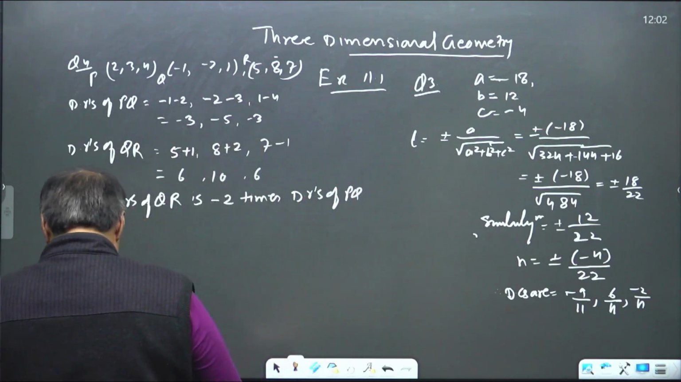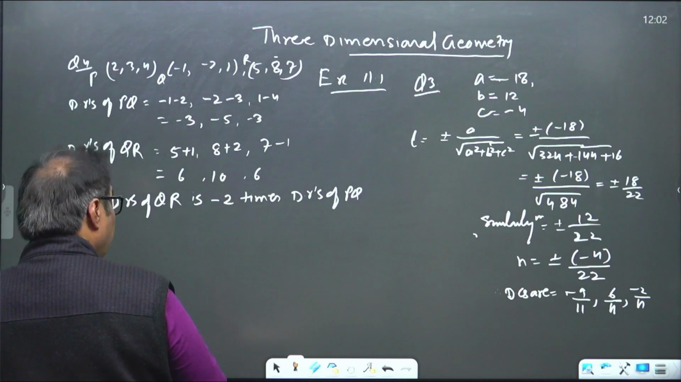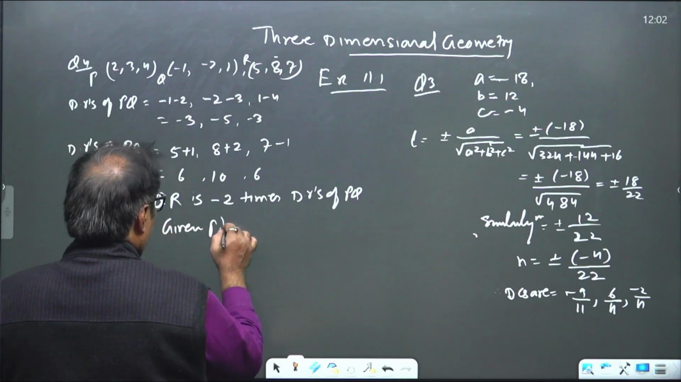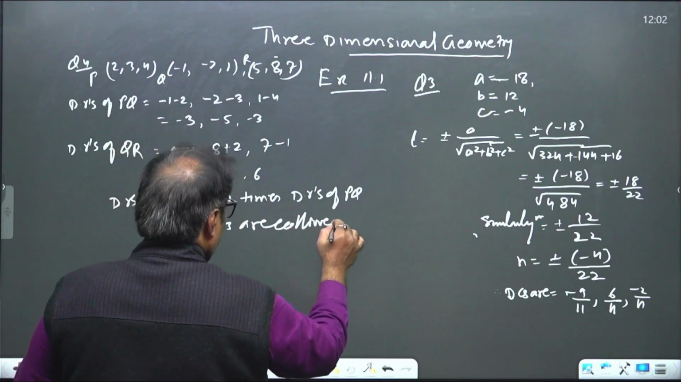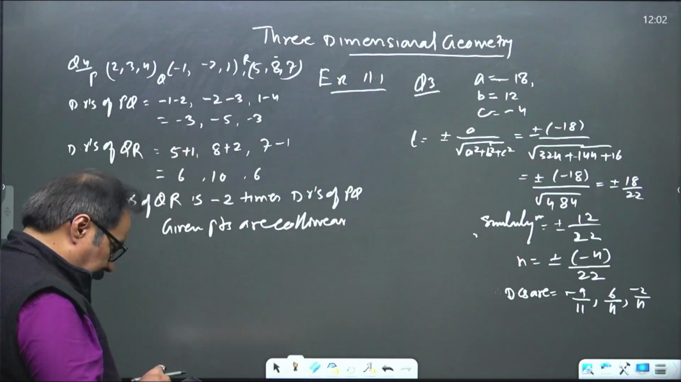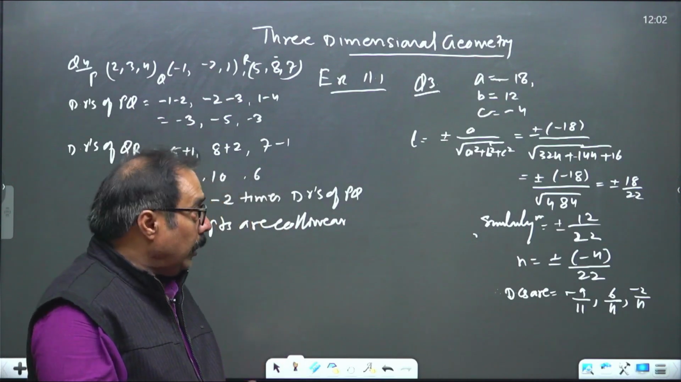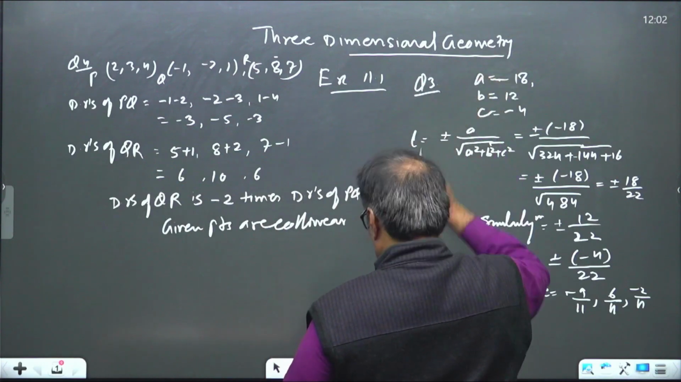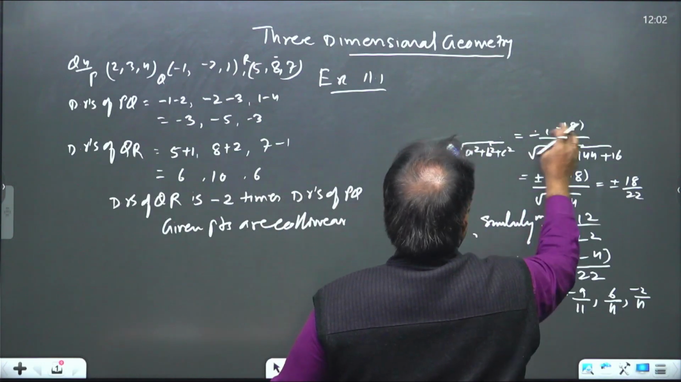So these points are collinear. Therefore the given points are collinear. Okay, this is question number 4. And the next question is question number 5, the fifth question of this exercise.